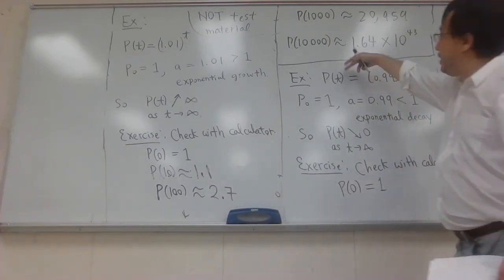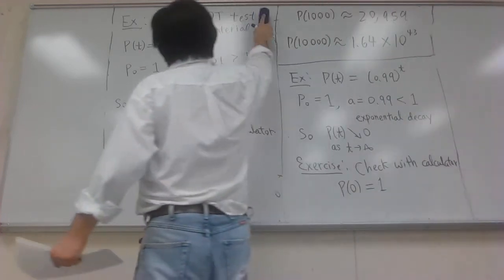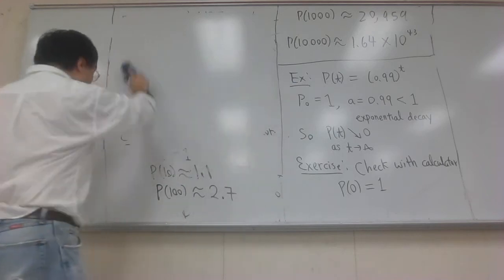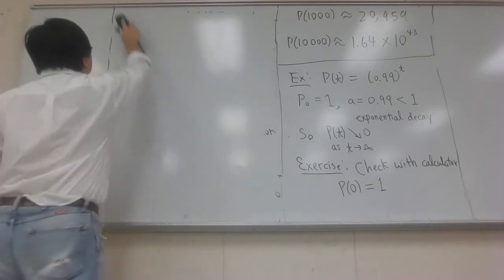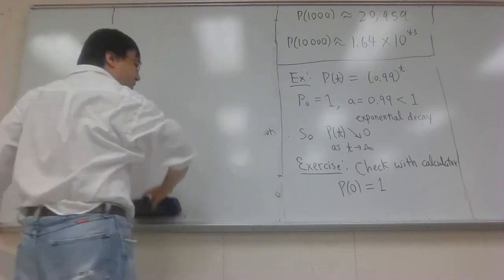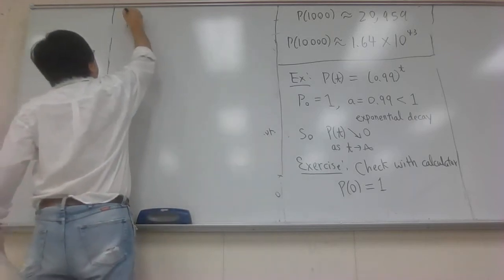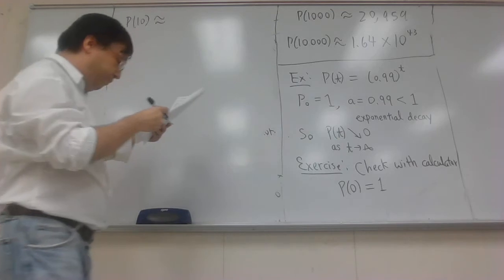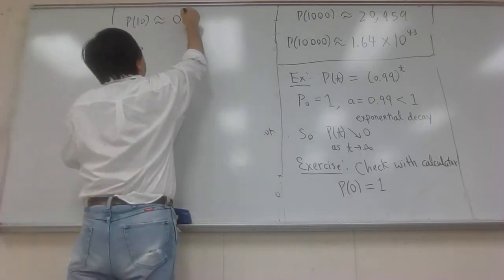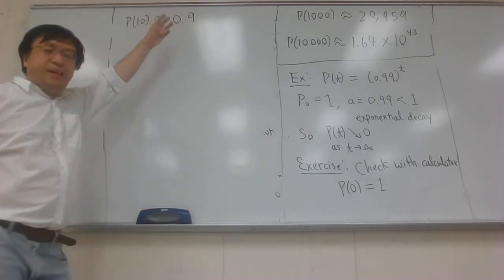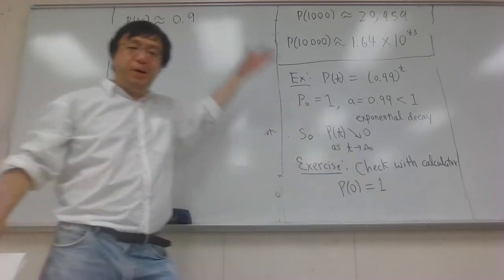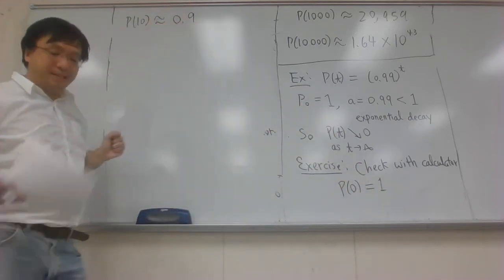But if you plug t equals 10 in here, you can check that this is approximately 0.9. It doesn't get really close to 0 yet, but it's still smaller than 1, even though it isn't really that close to 0 yet.